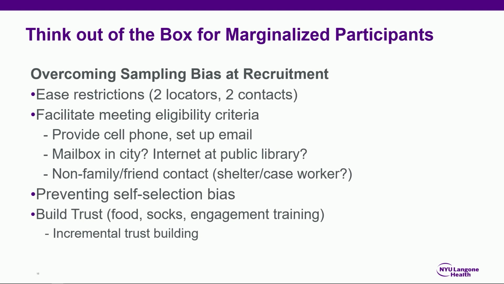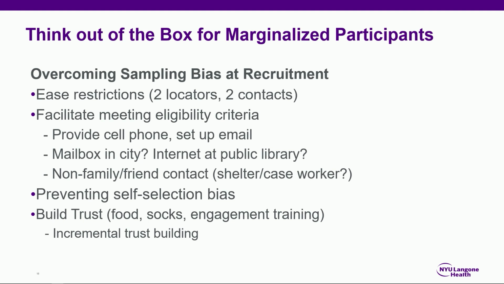Also, you can think about facilitating meeting eligibility criteria. We're going to go through an example later on where, particularly when you're looking at marginalized populations in the emergency department, they may not have a phone number. They might have housing instability. So for one of our studies, as part of the compensation, we actually provided them with a phone and a 30-day plan. You can also think about the mailbox in the city. Yeah, this isn't available in all places, but in New York City, there's one of the post offices where they will allow people without an address to use that as their primary address so they can receive mail.